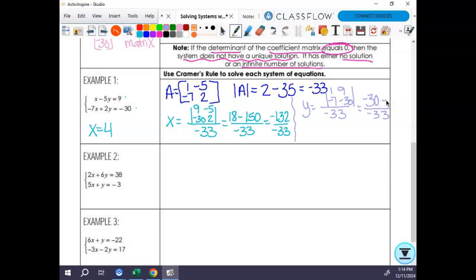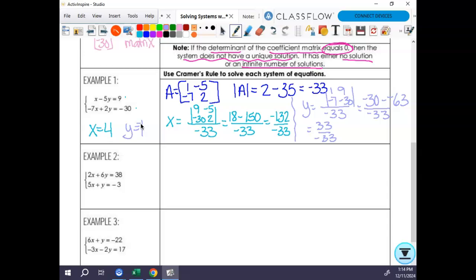Minus, what's 7 times 9? 63. Minus a negative 63, which means we're actually doing what? Adding. So I'm going to add that. I'm going to get a positive 33 over a negative 33. So Y equals negative 1.